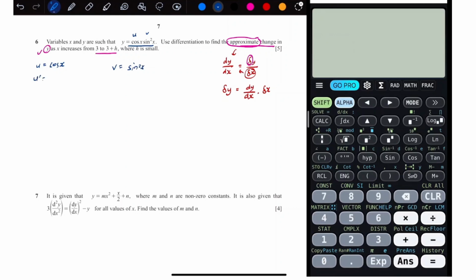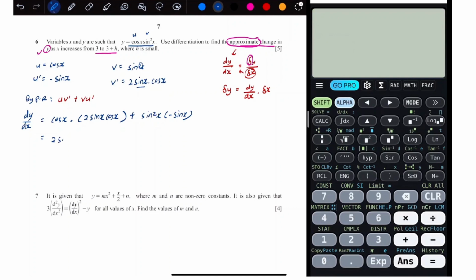So u prime technically means du over dx, so that's going to be minus sine x. V prime, that is going to be, move the 2 to the front, and then reduce the power by 1. Then using chain rule, don't forget, the derivative of sine x is cos x, so just multiply with that. Then by product rule, students should know the formula of product rule, u v prime plus v u prime. Therefore dy over dx is equal to cos x multiplied by 2 sine x cos x plus, what else is there? V sine square x, then minus sine x. So therefore 2 sine x cos square x minus sine cube x.